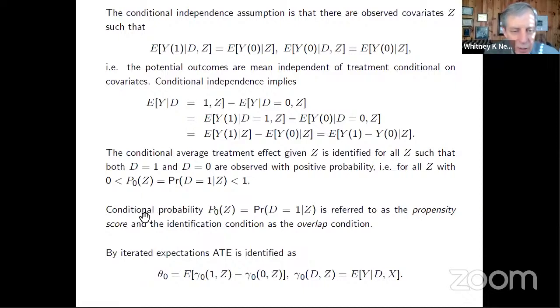This identification condition has a name. It's called the overlap condition. And this conditional probability, the probability that D equals one given Z, has a name too. It's called the propensity score. The identification condition for the average treatment effect at a particular Z is that the propensity score is greater than zero and less than one.